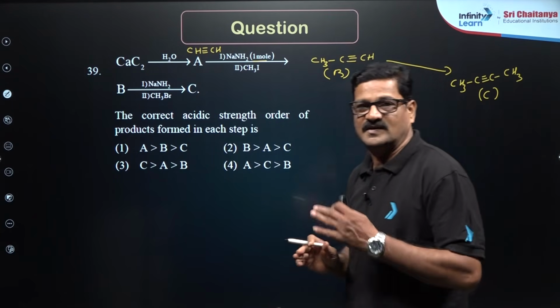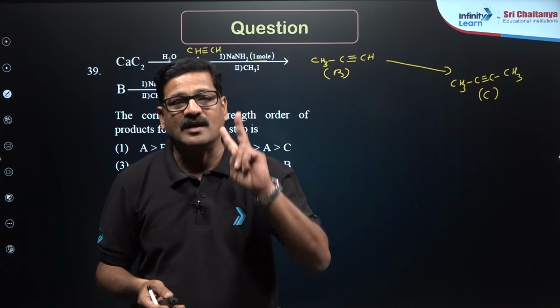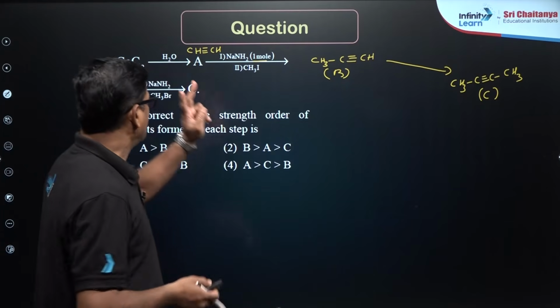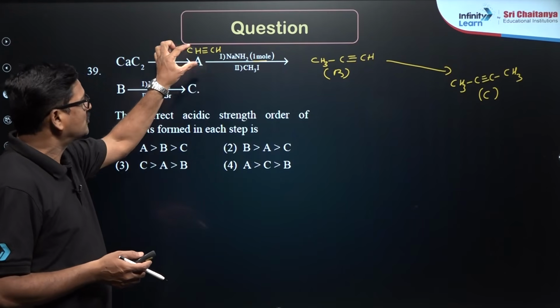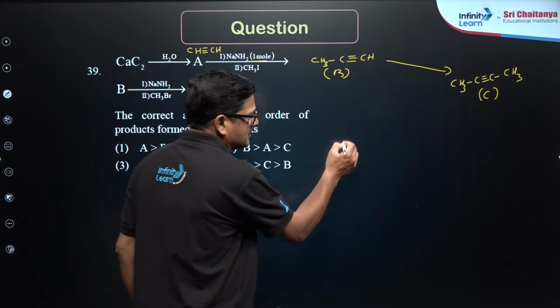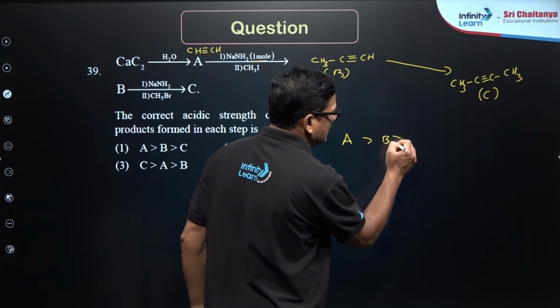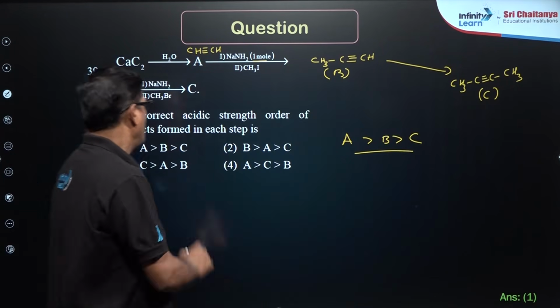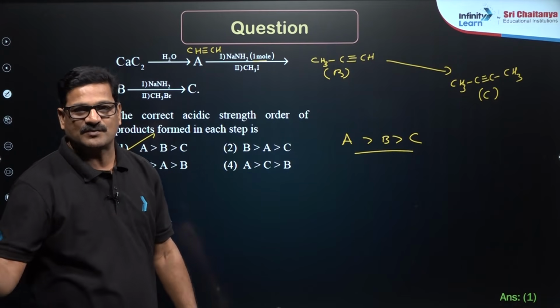If you see the acidic strength, terminal alkynes are acidic. So the hydrogens present in the terminal alkyne: 2 acidic hydrogens, 1 acidic hydrogen, 0 acidic hydrogen. So acidic nature A is greater than B is greater than C. Option 1 is the correct answer for this question.